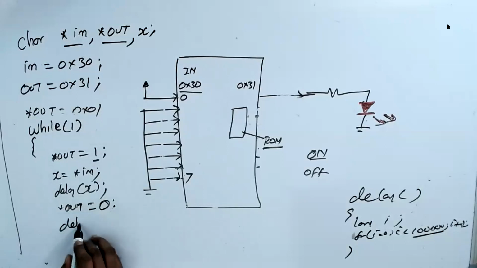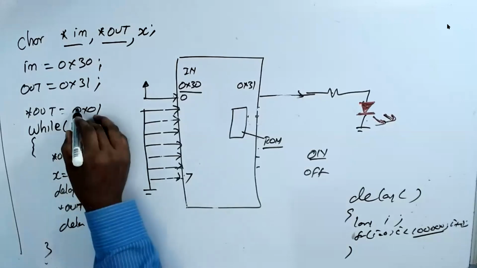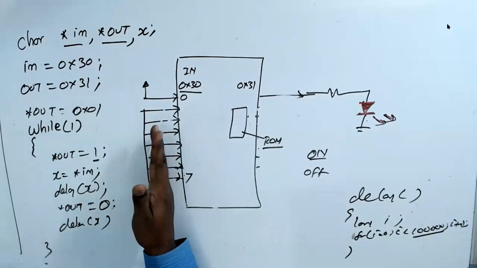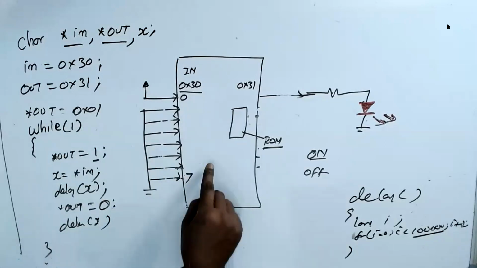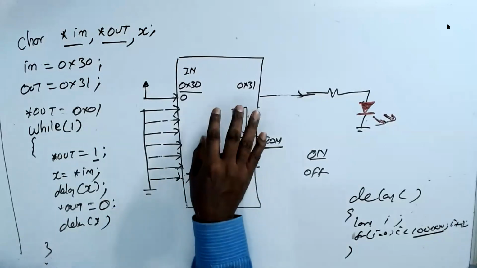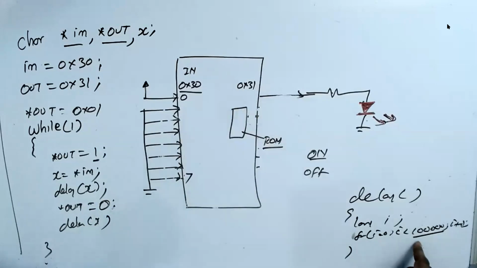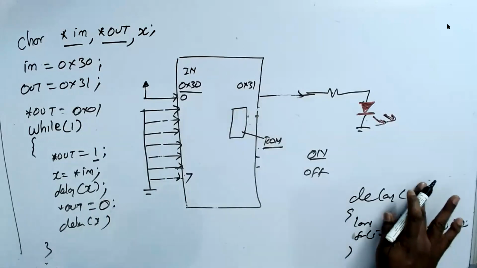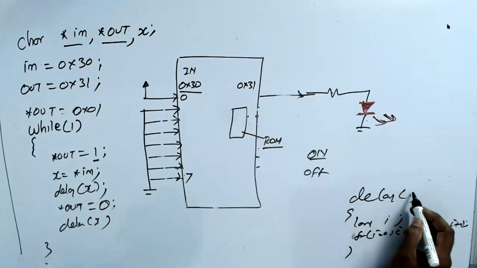Delay X. Do you understand now? If you don't understand this program, let me know. I do one thing. I'm going to read the pins input. Previously, I was doing everything only in the program. Now I'm reading. This will take now int X, say char X, whatever it is.